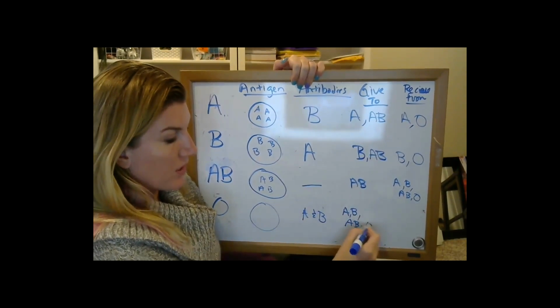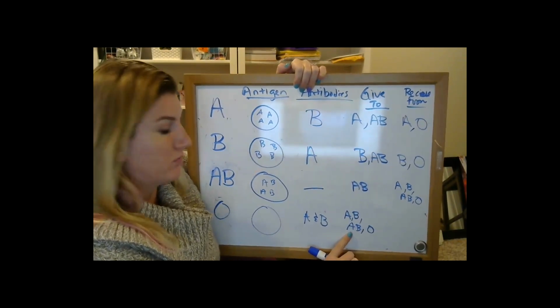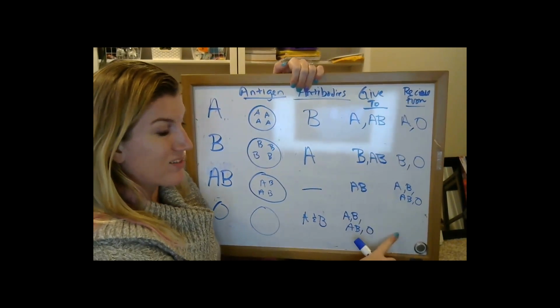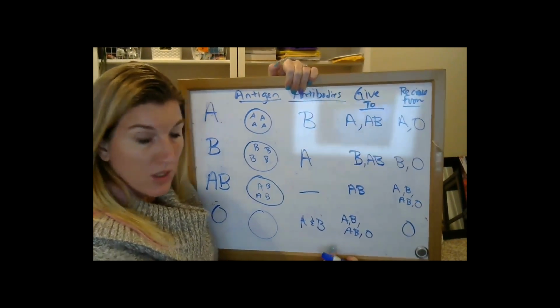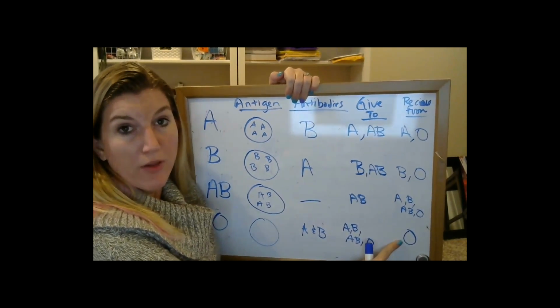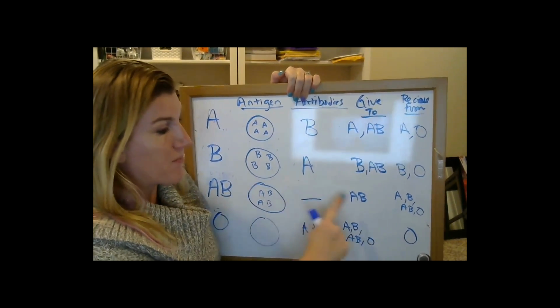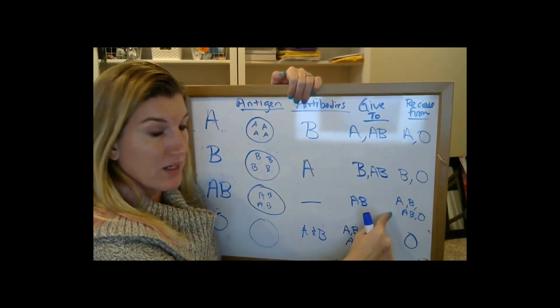Blood type O people can give to other O people. I should have said that before. They're called the universal donor. So O people can receive blood from only O people. So O people can give to anybody, but can only receive from other O people. AB people can only give to AB people, but can receive blood from anybody.